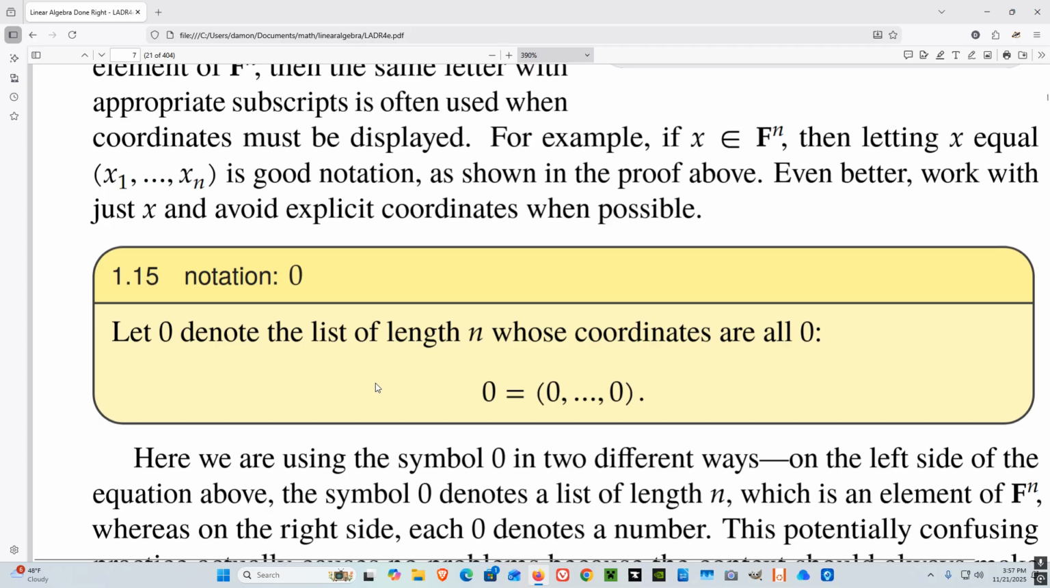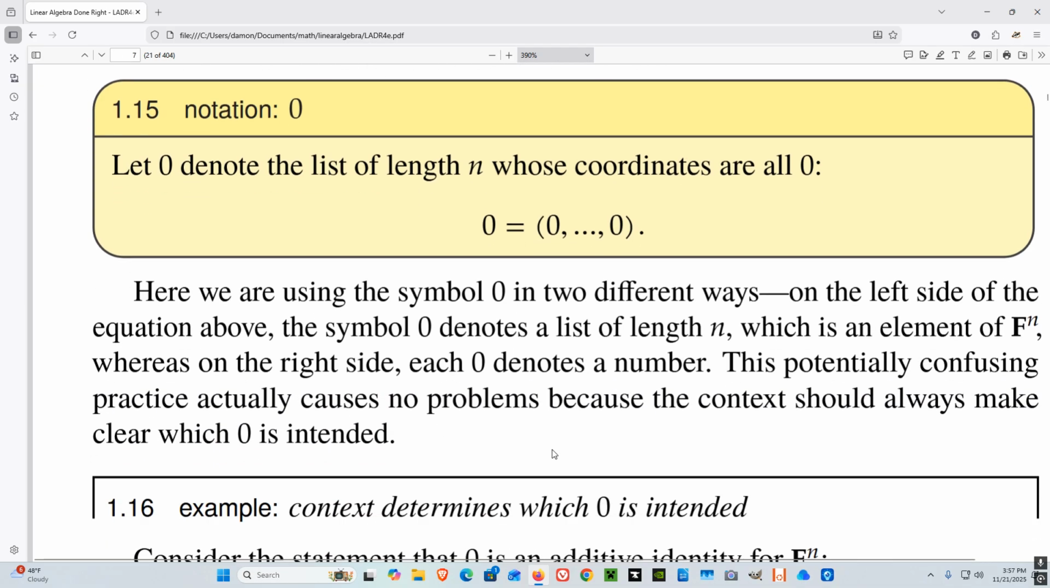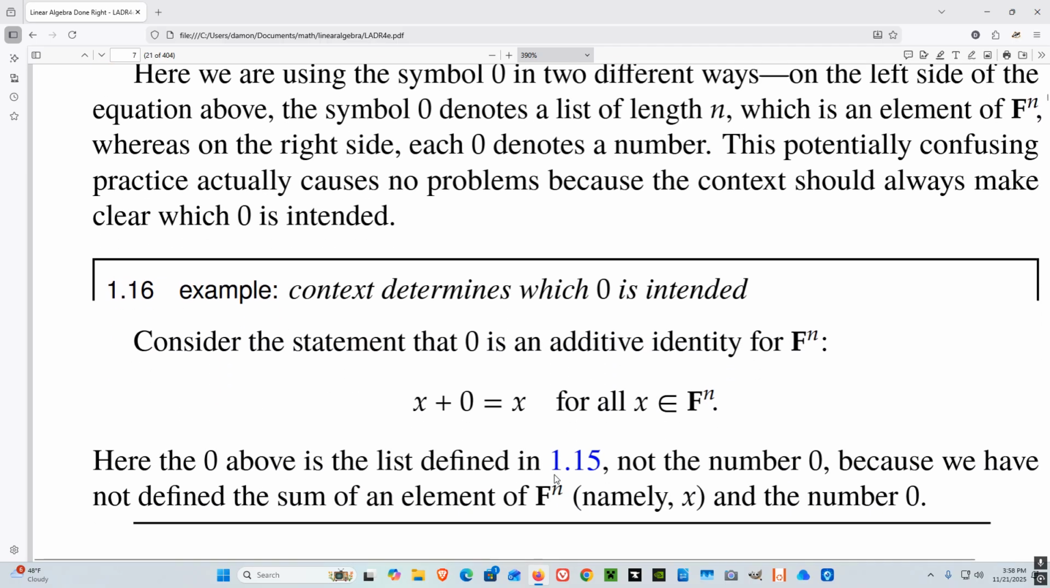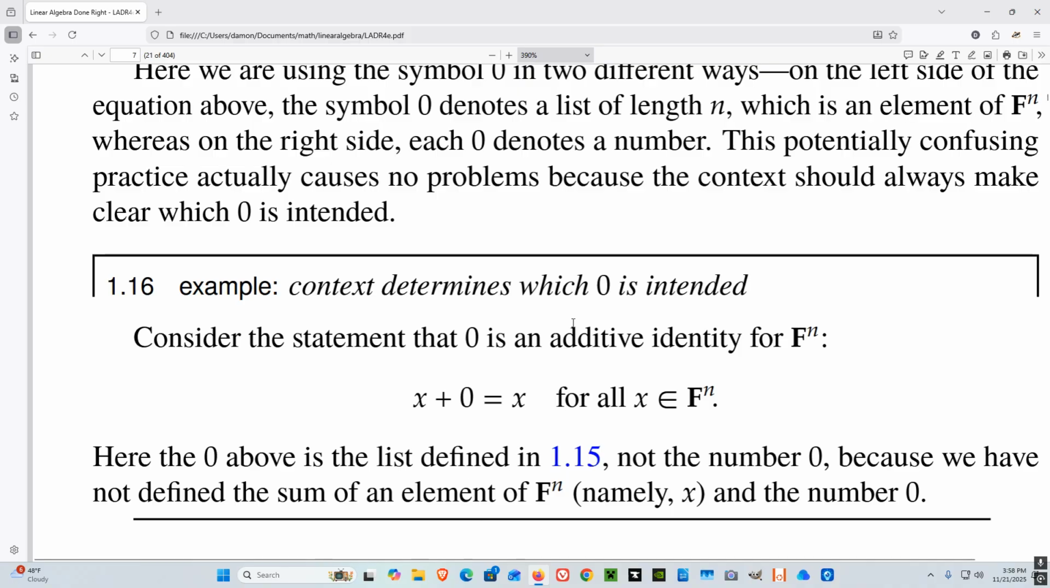Notation 0. Let 0 denote the list of length n whose coordinates are all 0. Here we are using the symbol 0 in two different ways. On the left side of the equation above, the symbol 0 denotes a list of length n, which is an element of F^n, whereas on the right side, each 0 denotes a number. This potentially confusing practice actually causes no problems, because the context should always make clear which 0 is intended. Context determines which 0 is intended.